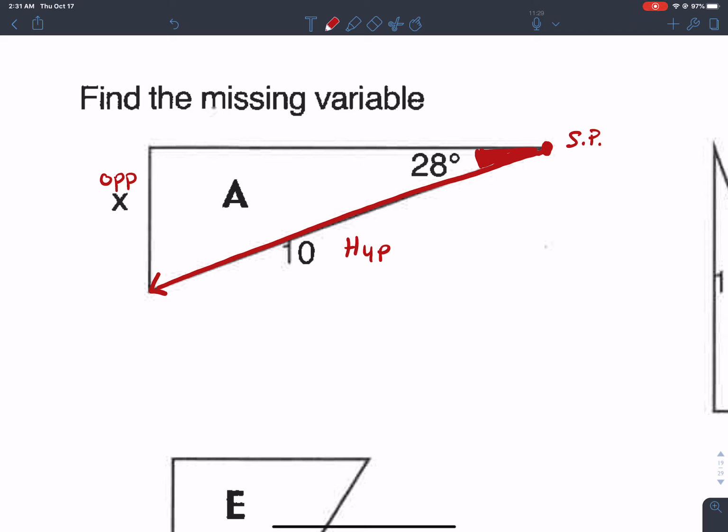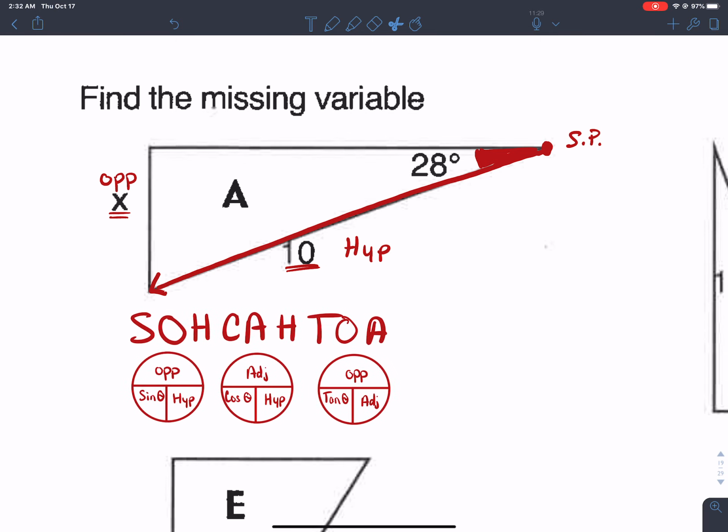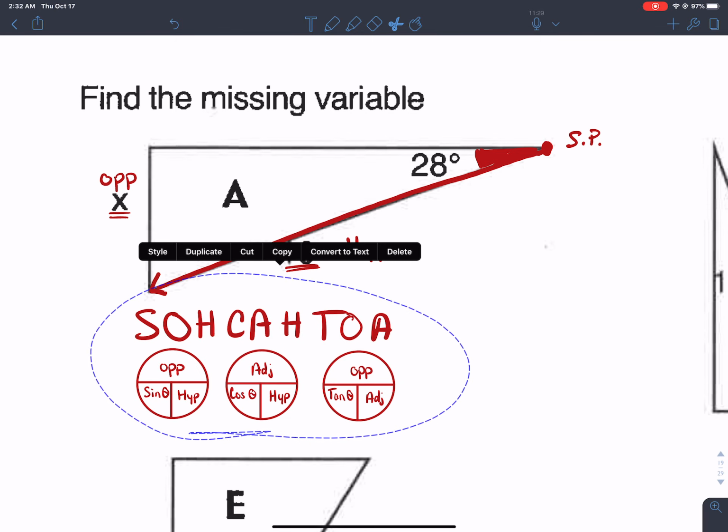If we want to find out how far south this person would have walked relative to where they started, now notice I said toward the south from where they started, not the total distance that they walked. They walked 10 miles, but we're trying to figure out how far south they are from their starting point. In order to do that, we need to use some trigonometric functions. These things right here, SOHCAHTOA.